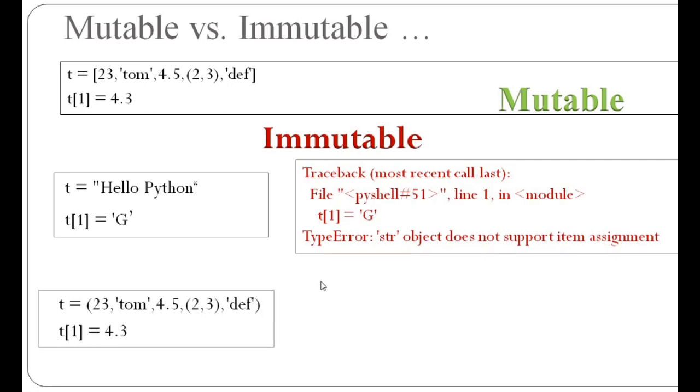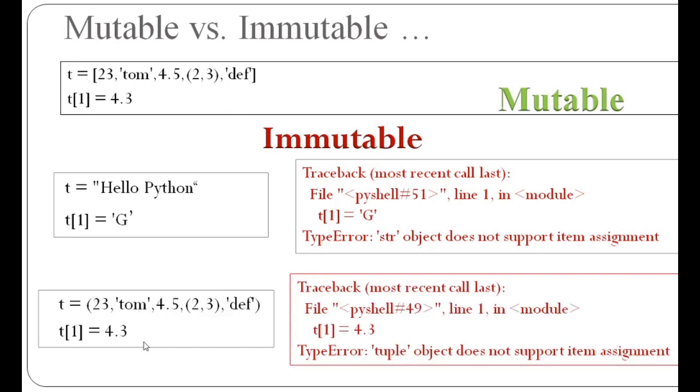Now we'll see with the tuple. This is a tuple. I'm trying to change its item to 4.3. Now also I get an error because tuple object does not support item assignment. Hope you understand what is mutable and immutable. In mutable data types, you can change the individual elements in the same variable. But here you cannot make changes to the individual element of that variable.